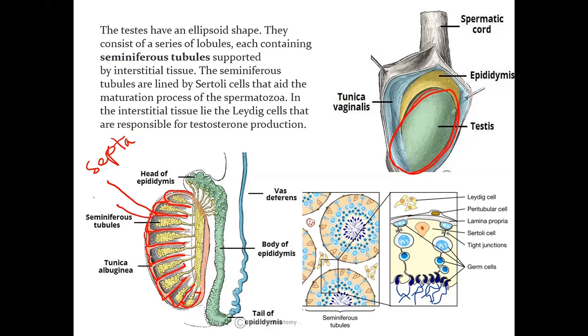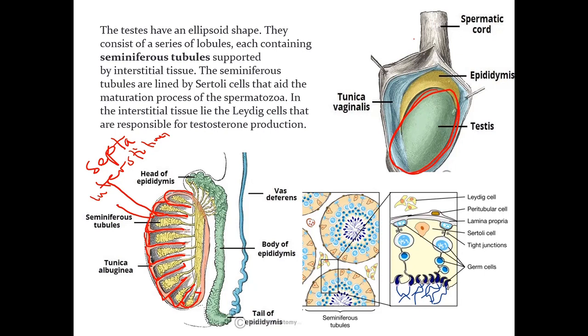Now, this darkish part is the interstitium. Each lobule has a seminiferous tubule supported by an interstitium. This darkish portion you can see is the interstitium. Now, the seminiferous tubule is lined by what are called Sertoli cells. They aid in the maturation of the spermatozoa.